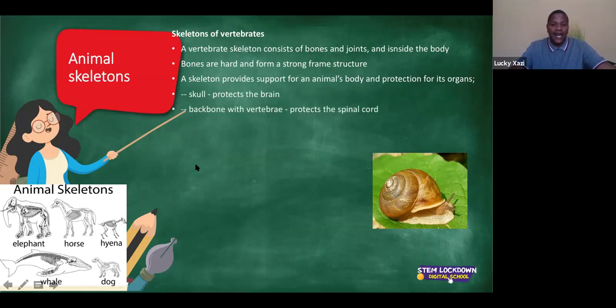Animals do have a skull, and the skull protects their brain. Animals with bones do have what you call a backbone to protect their spinal cord. Animals do have ribs to protect their lungs and heart, as much as you and I, we do have our own ribs to protect our lungs and to protect our heart.